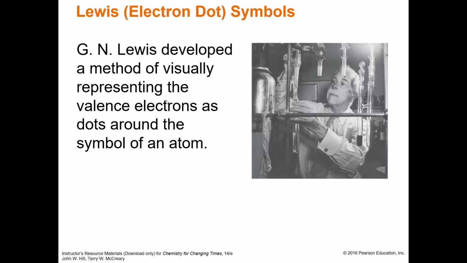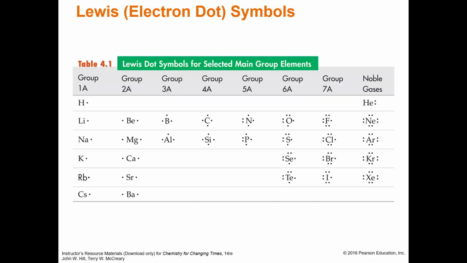So the Lewis electron dot symbols. G.N. Lewis developed a method of visually representing the valence electrons as dots around the symbol of an atom. And yes, that is G.N. Lewis, if you're curious. That's something that you don't get to see a lot, these actual scientists. All right, so these are Lewis dot symbols. Essentially, they're the symbol of the element you're talking about, and then its valence electrons represented as dots. So for example, hydrogen has one valence electron, and so you put one dot to represent it.